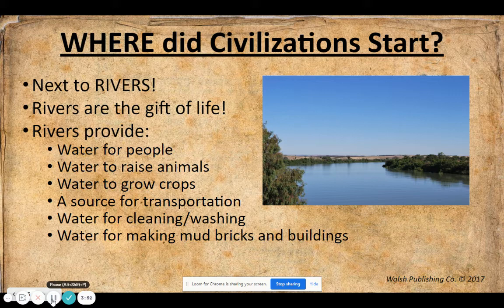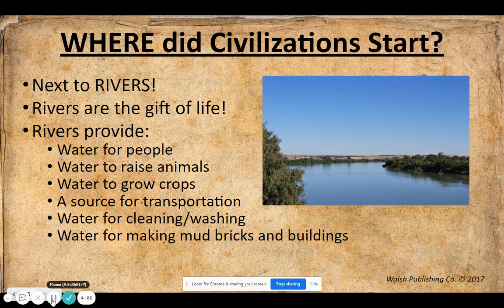The access to clean water, fresh water, as opposed to salt water, and maybe it's not clean in terms of drinking, but that's a different discussion for a different day. The idea that they have water, those rivers provide a gift of life. And those rivers provide things like water for humans, water to raise animals, because all animals drink water as well, water to grow crops, so plants need water to survive.